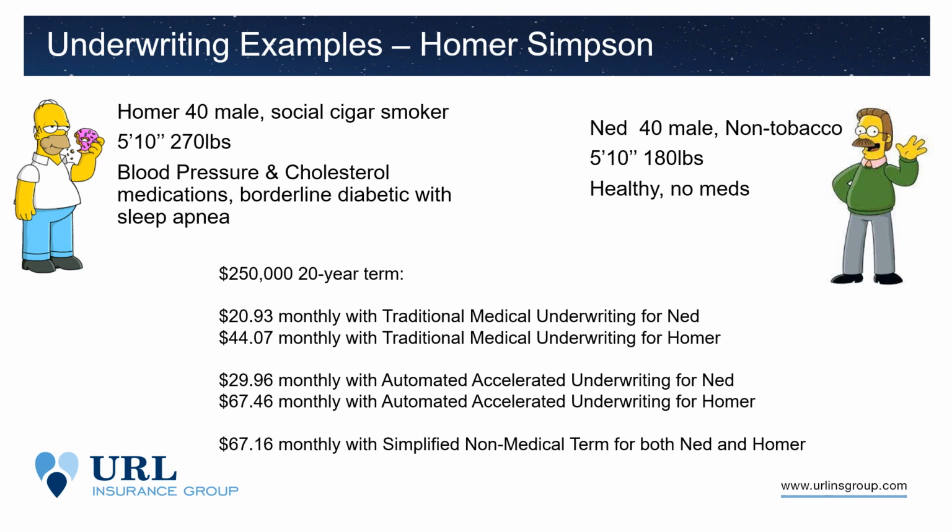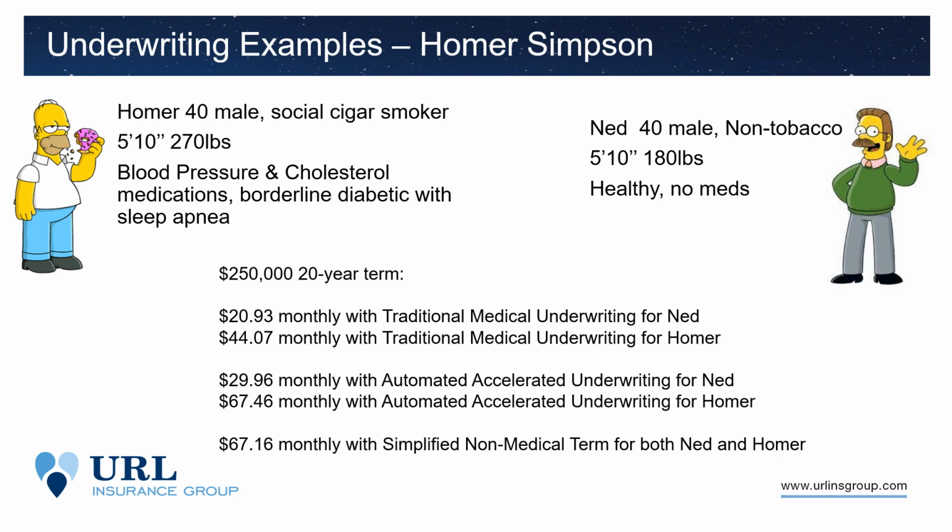So, again, Ned and Homer may look at that and say, hey, for Ned, an extra $9 a month so I don't have a paramed exam, that may be a better way to go. Same with Homer. I might be able to afford an extra $23 a month and be good with an automated process.